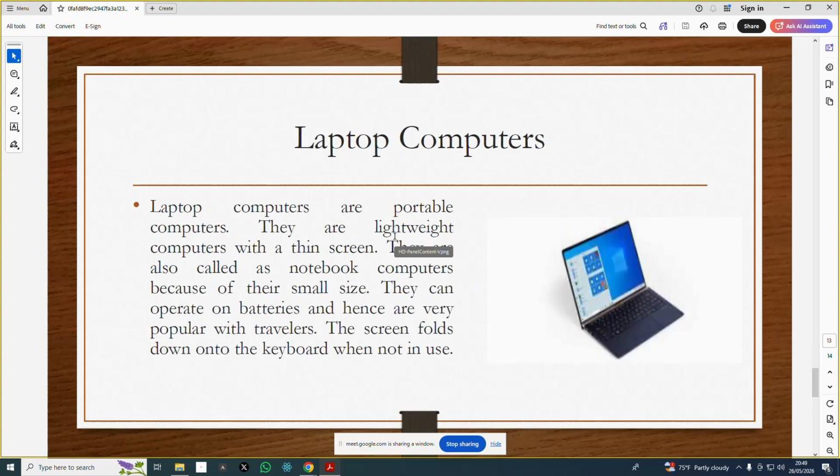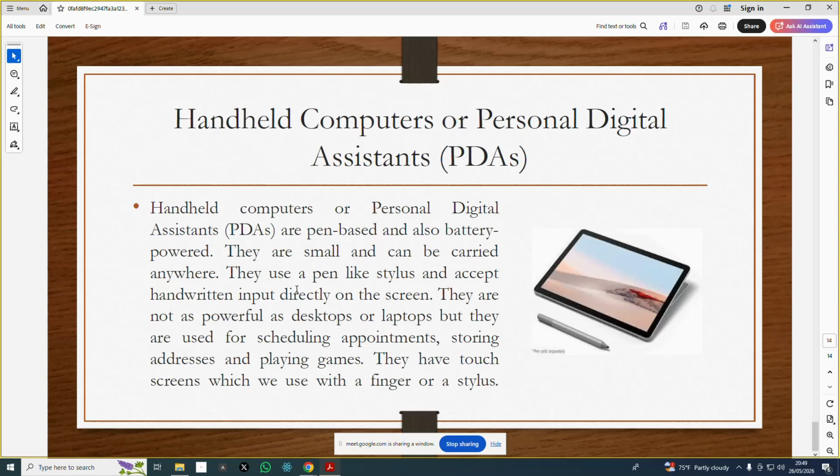Then for laptops, what differentiates them is that they are portable computers, lightweight, with a screen. Meaning these ones are also called notebooks due to their smaller size. They can be operated on battery, meaning they can be transported from one place to another. You can use it anywhere you want. You get? And then we have what we call PDAs. They are called handheld computers or personal digital assistants.